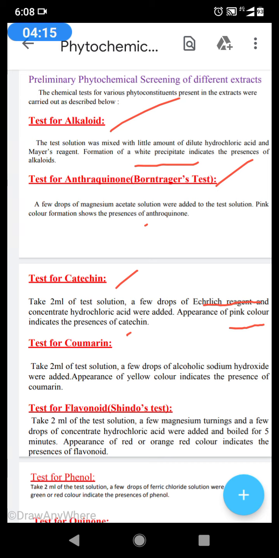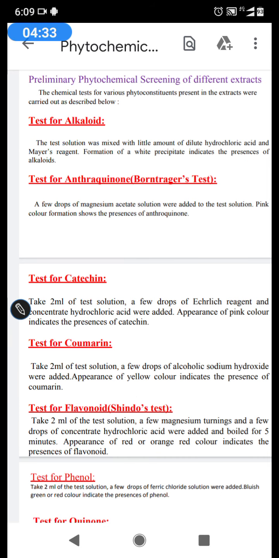And next, see the fourth test, the test for coumarin. The test for coumarin is very important. Take 2 ml of test solution and add a few drops of alcoholic sodium hydroxide, and then the appearance of a yellow color indicates the presence of coumarin.